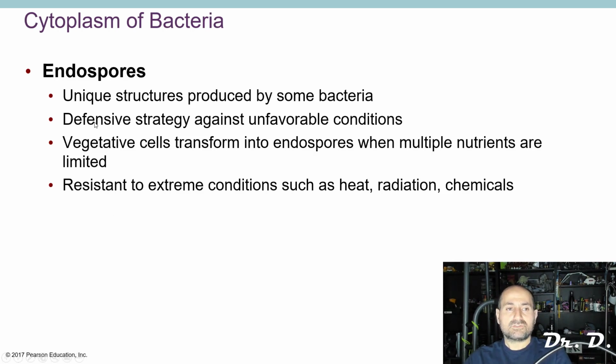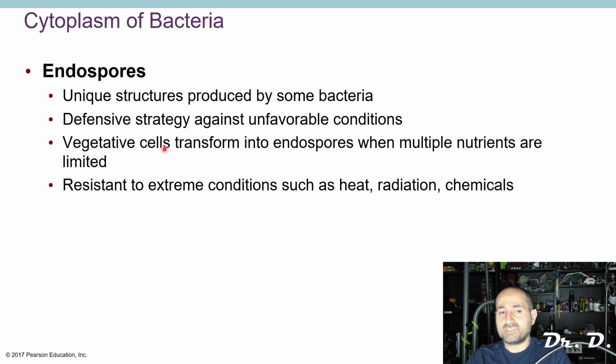So, what is an endospore? It's a defensive structure that's highly resistant against unfavorable conditions. Unfavorable conditions meaning if it starts getting too hot, too salty, bombarded with UV, if chemicals start coming in, if the cell is unhappy. And the cell, meaning the vegetative cell, is the normal bacterial cell.